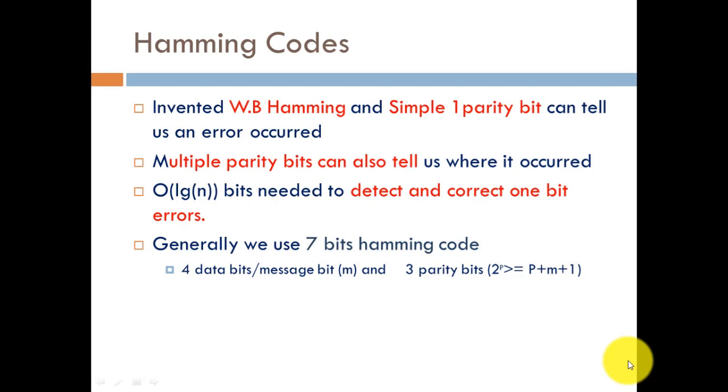So basically O(log n) bits are needed to detect or correct 1 bit errors. Generally we use 7 bit Hamming codes, where there are 4 data bits per message and 3 parity bits. So in the total of 7 bits we have 4 data bits and 3 parity bits just to evaluate the error.